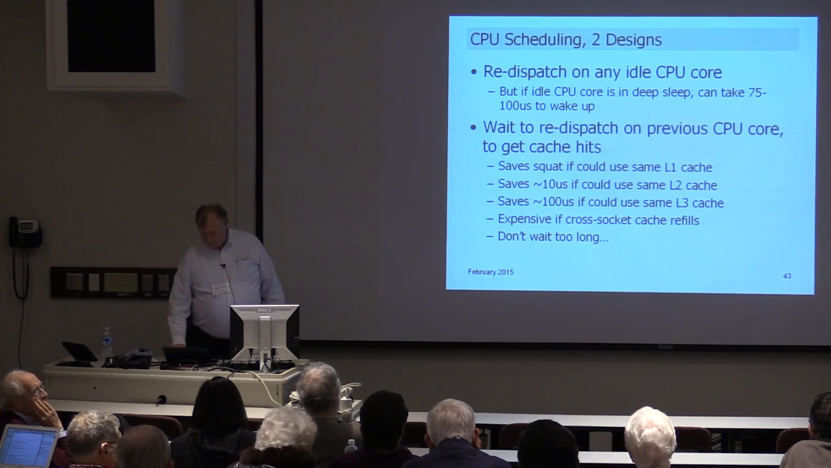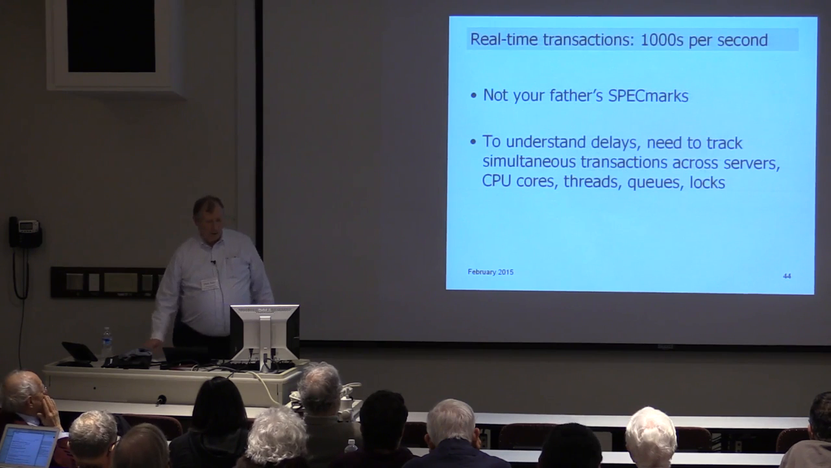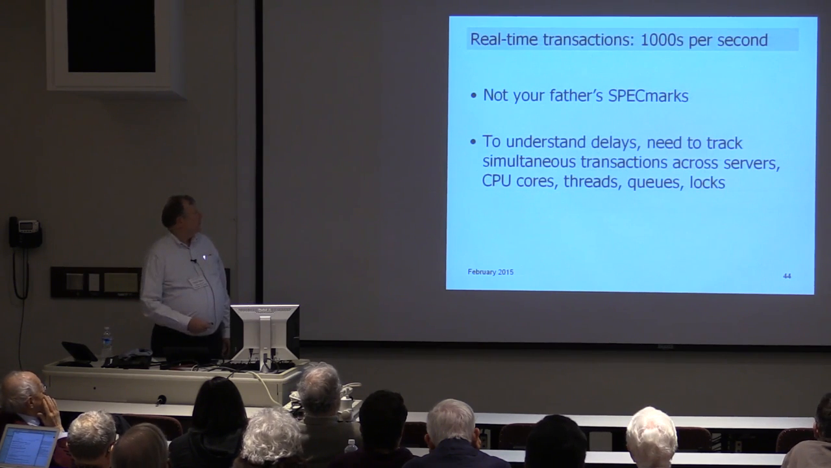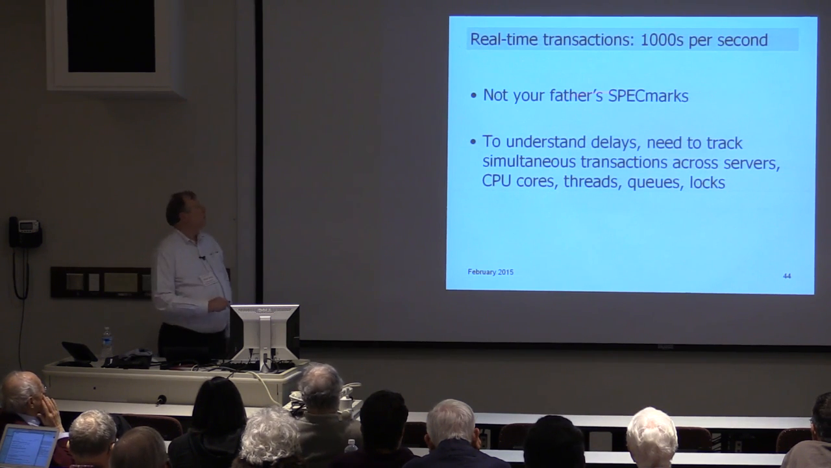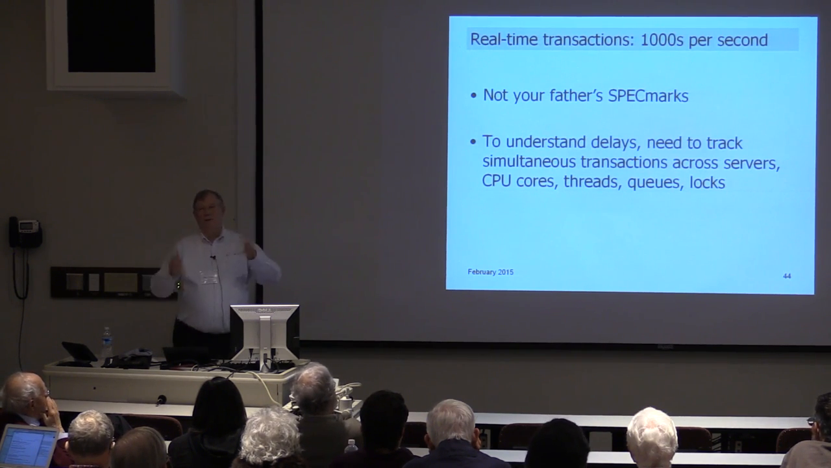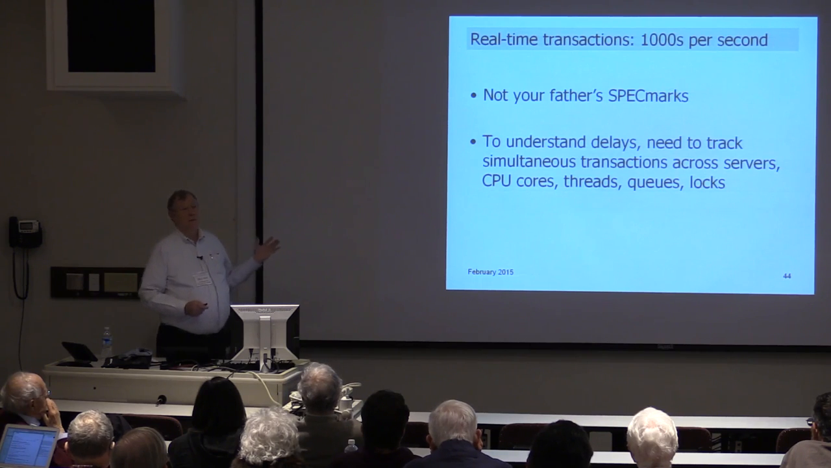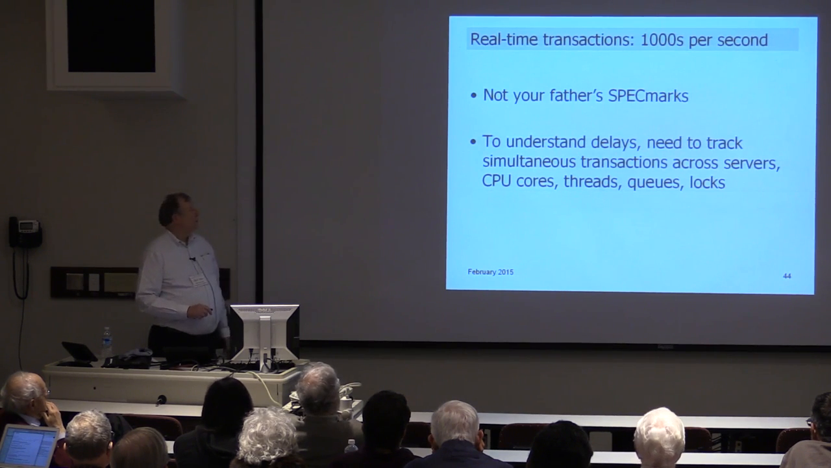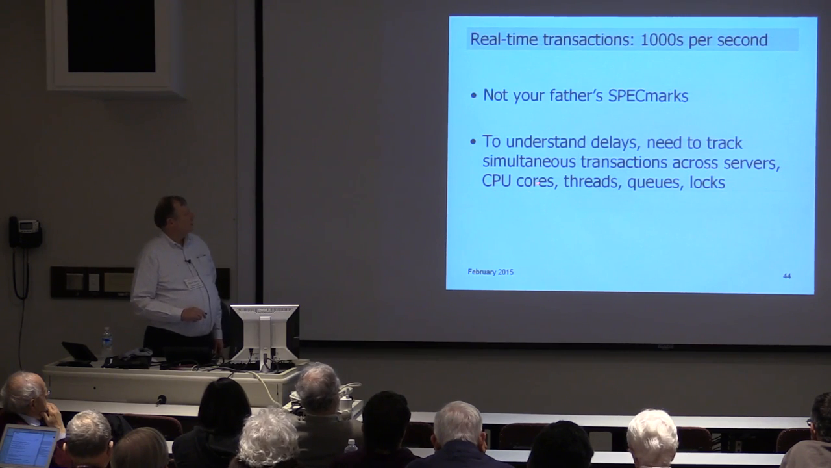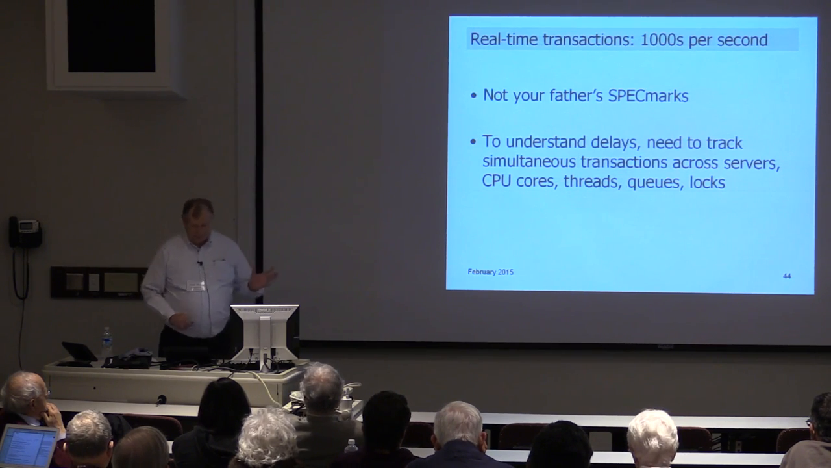So we really need something that pays a little more attention to this in a big environment. If you're running four SPEC benchmarks on your PC, none of this happens. None of this matters. Some of it happens. But to really understand what's going on in this complex environment, we need to do a lot more tracking of simultaneous transactions across the servers, across the cores, across the threads, across the queues, across the locks.